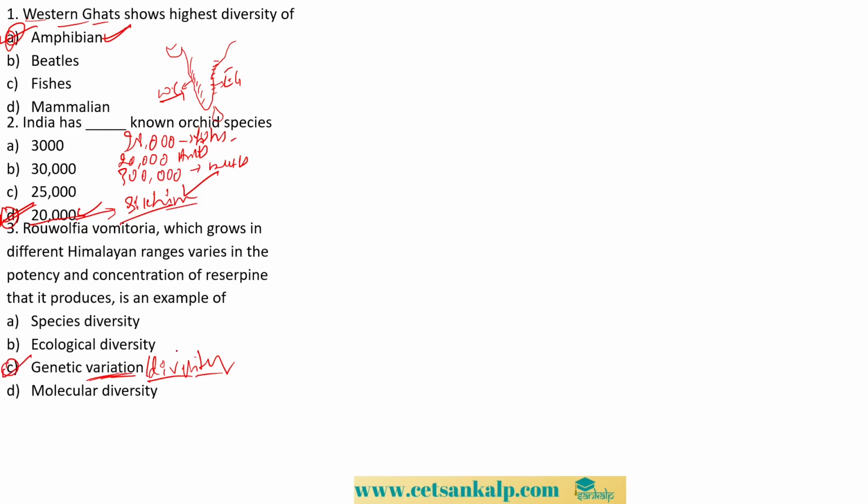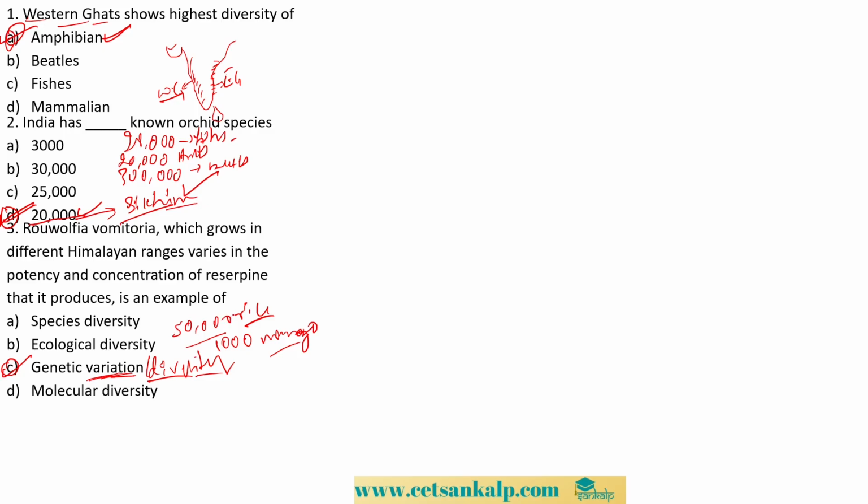For example, in our own country, there are around 50,000 different strains of rice variety, and around 1,000 different mango varieties. These are all examples of genetic biodiversity or genetic diversity.